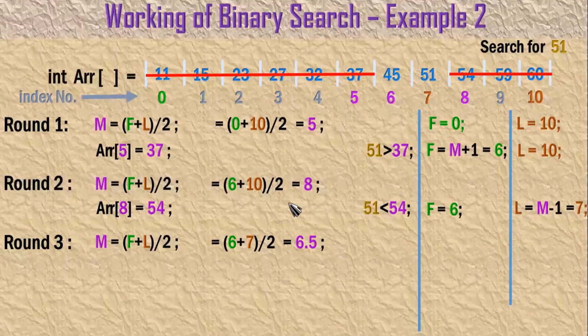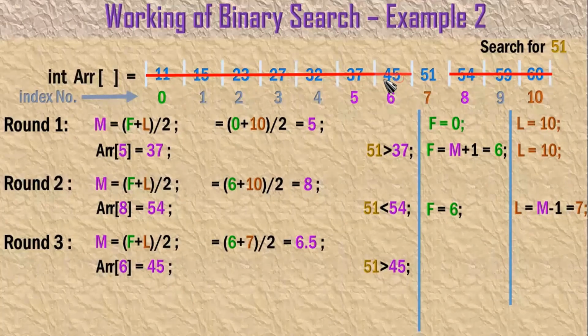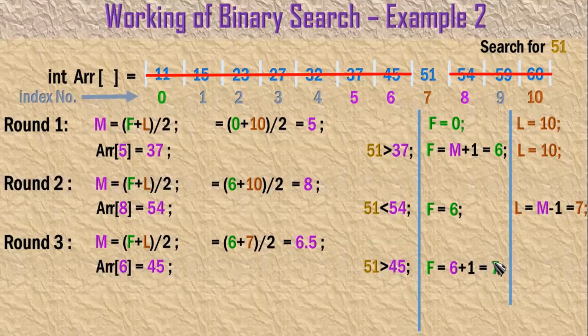So at index 6, 45 is available. So 51 is greater than 45. First half we don't need to search. To get the first index, we add middle index plus 1, we get 7. And the last index is also 7. See, now first index is also 7, last index is also 7. If the element is not found at this index, then search also will stop. Let us check.